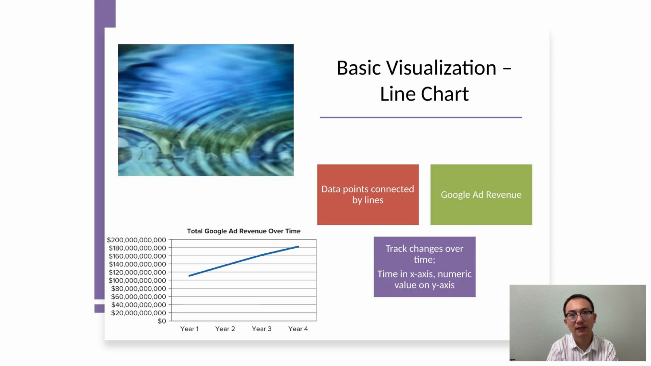Let's take a look at an example. Suppose we're looking at Google's advertising revenue over 4 years. We plot the total revenue for each year and connect the dots. What we see is a clear upward trend. The line rises year after year. That tells us revenue has been growing consistently. Without even reading the numbers, we can already get the message just by following the shape of the line.